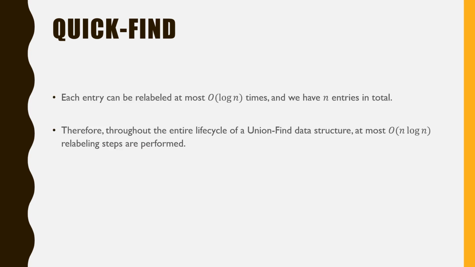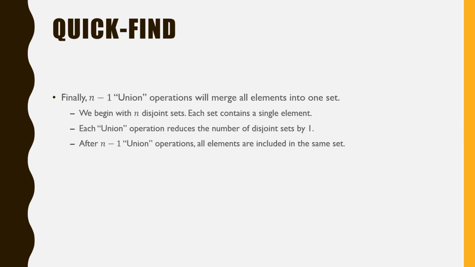Note that each entry can be relabeled O(log n) times, and we have n entries in total. Therefore, the total number of relabeling steps performed throughout the entire life cycle of a disjoint-set data structure is at most O(n log n). Finally, note that we can merge all data elements into a single disjoint set by performing the union operation n-1 times.